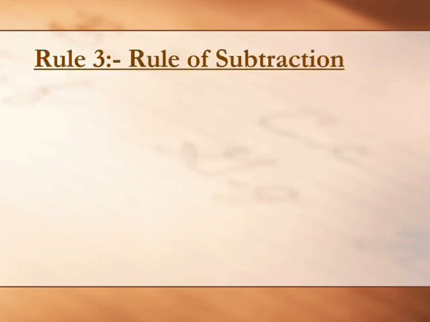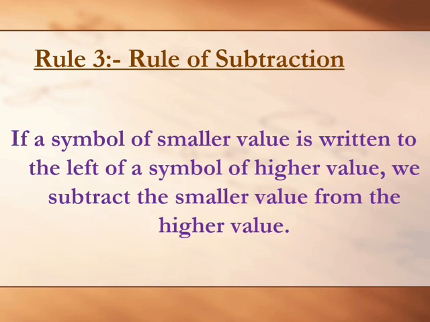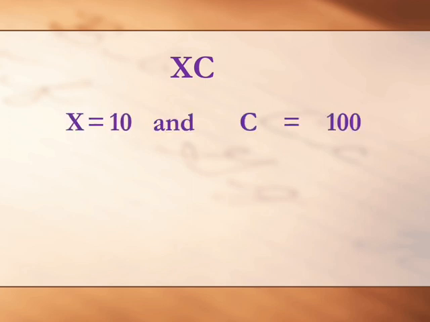Finally, we have the third rule, that is rule of subtraction. It says that if a symbol of smaller value is written to the left of a symbol of higher value, we subtract the smaller value from the higher value. Let's see an example to understand this concept better. Let us take XC. X equals 10 and C equals 100. So XC will be 100 minus 10, which equals 90.